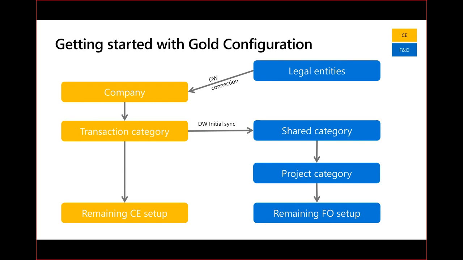So if we start an implementation, then typically we would start building a golden configuration. For project operations, the integrated scenario or golden configuration will basically have a finance and operations environment and a Dataverse component. We will typically use LCS for deploying both environments. And then once they are deployed, we're going to set up a dual write connection between the golden config in finance and operations and the one in Dataverse.